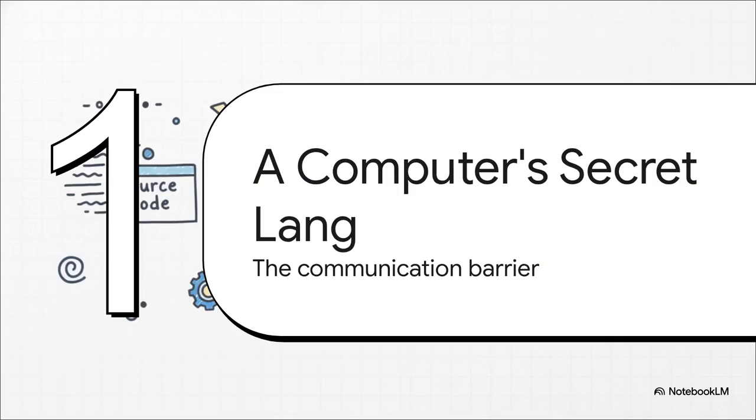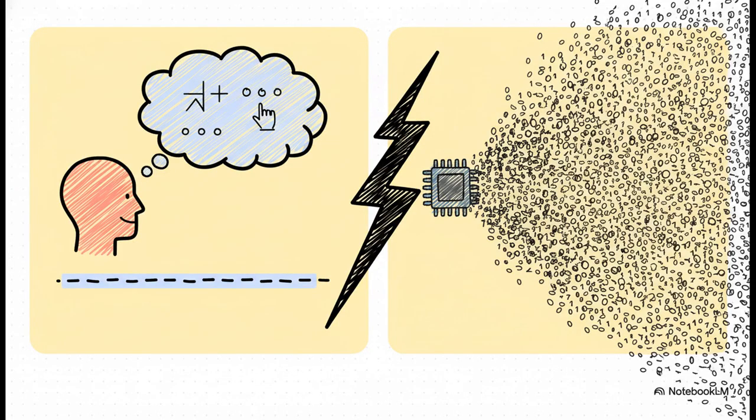Section 1, a computer's secret language. This is all about the fundamental problem we're trying to solve. Take a look at this. On the left, you've got a simple human idea. Add 5 plus 3. We get it instantly. But on the right, that's what the computer actually sees. At its very core, a computer only speaks in zeros and ones, binary. That crazy-looking string of digits is how a machine might process our simple math problem. Now, can you imagine trying to write a whole application in that language? No way, it'd be a nightmare. This is the gap we need to cross.